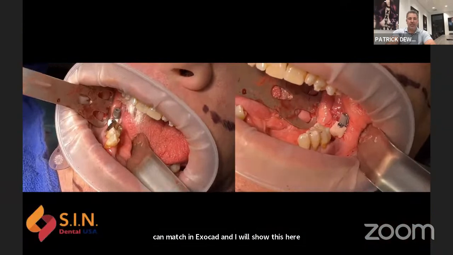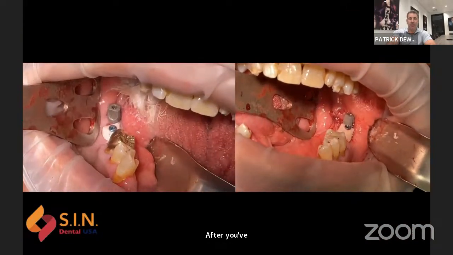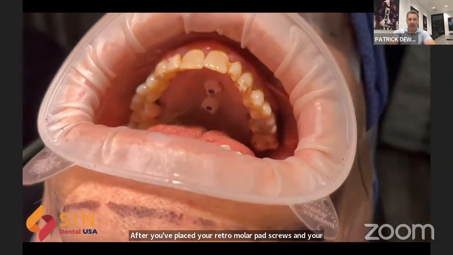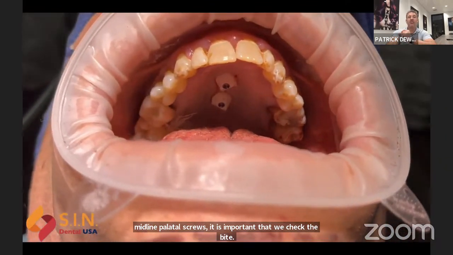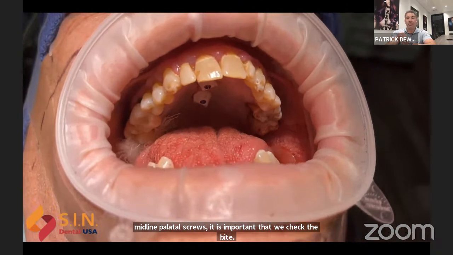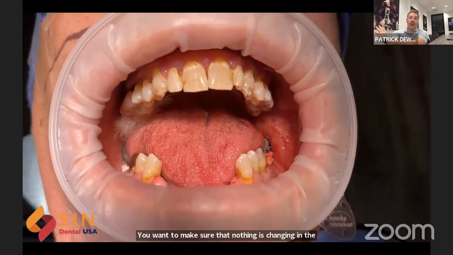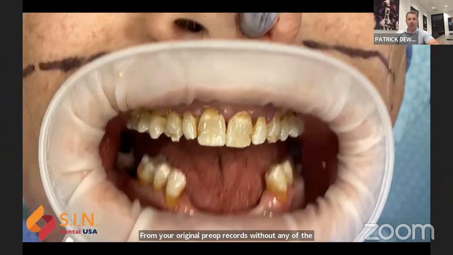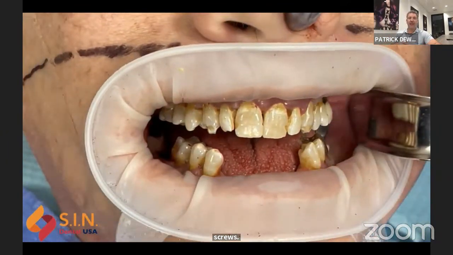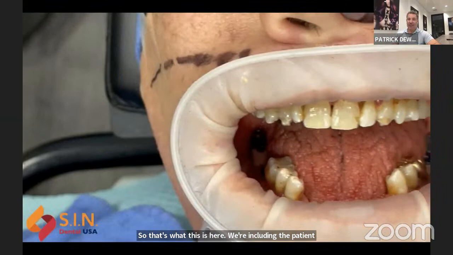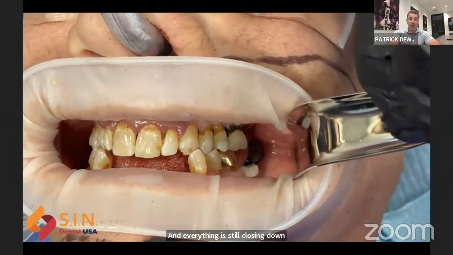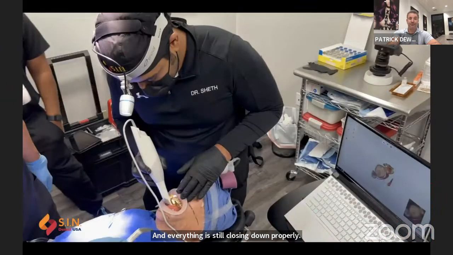After you've placed your retromolar pad screws and your midline palatal screws, it is important that we check the bite. You want to make sure that nothing is changing the bite from your original pre-op records without any of the screws. So that's what this is here. We're including the patient, making sure we have that repeatable bite, and everything is still closing down properly. Everything looks good. We're going to proceed forward.